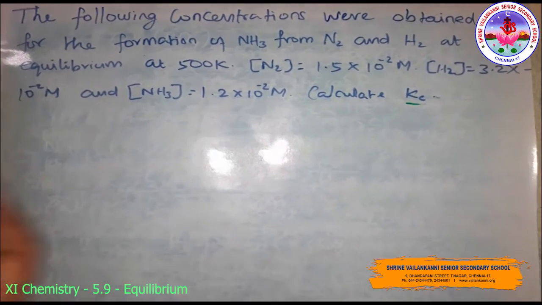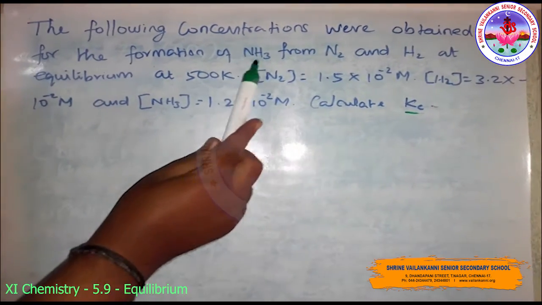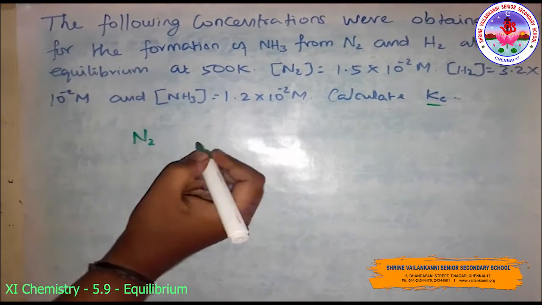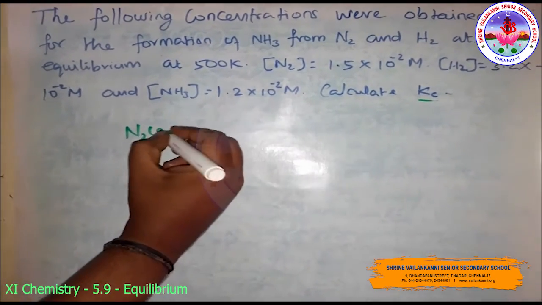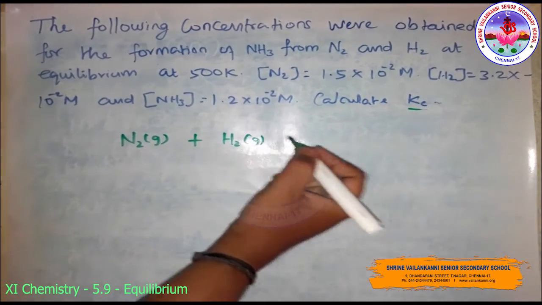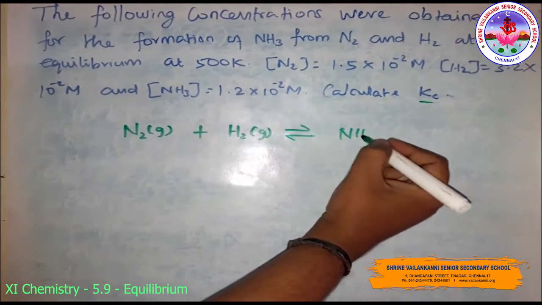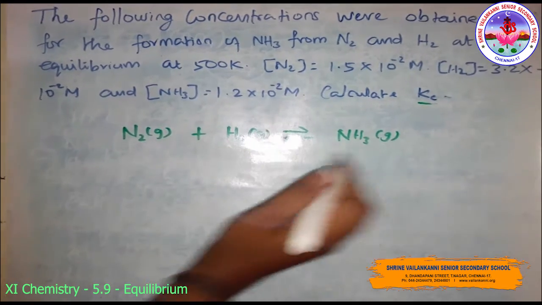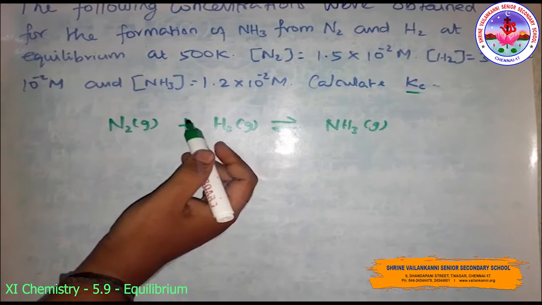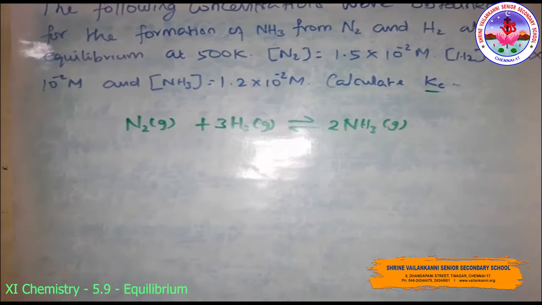First you have to write the reaction. What is the question? Formation of ammonia from nitrogen and hydrogen. So write the equation: nitrogen gas, then hydrogen gas, to form ammonia gas. Now you have to balance the equation. Balancing means there are 3 moles of hydrogen, so 2 moles of ammonia.